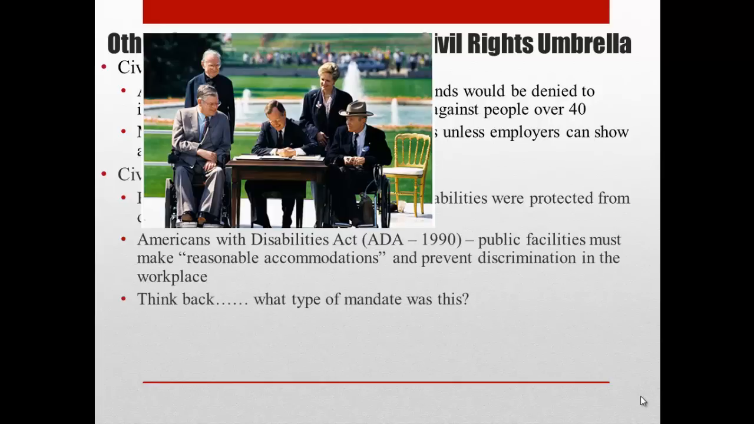Think back for a moment. I think it was chapter 2, maybe 1. What type of mandate was the Americans with Disabilities Act? It was an unfunded mandate because the federal government required the states and local governments and businesses to meet this need, but they did not provide funding for it.